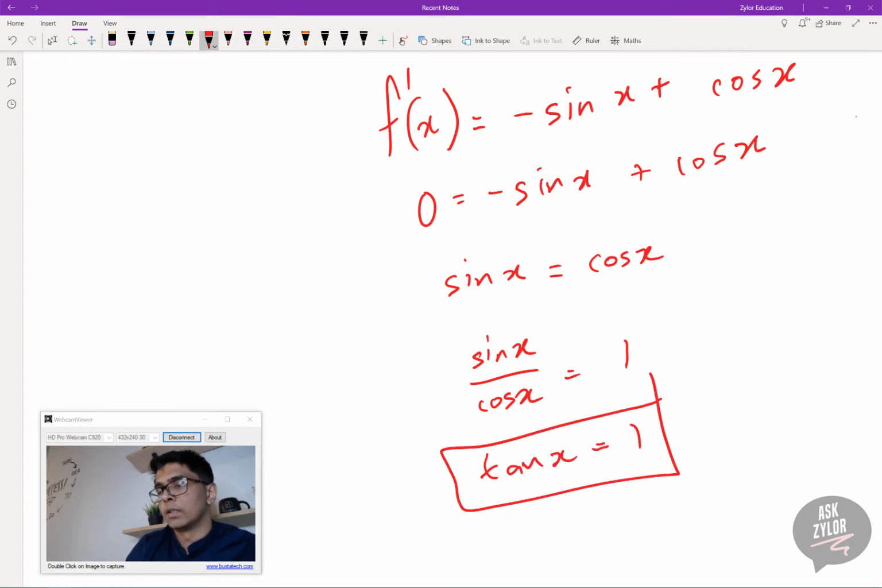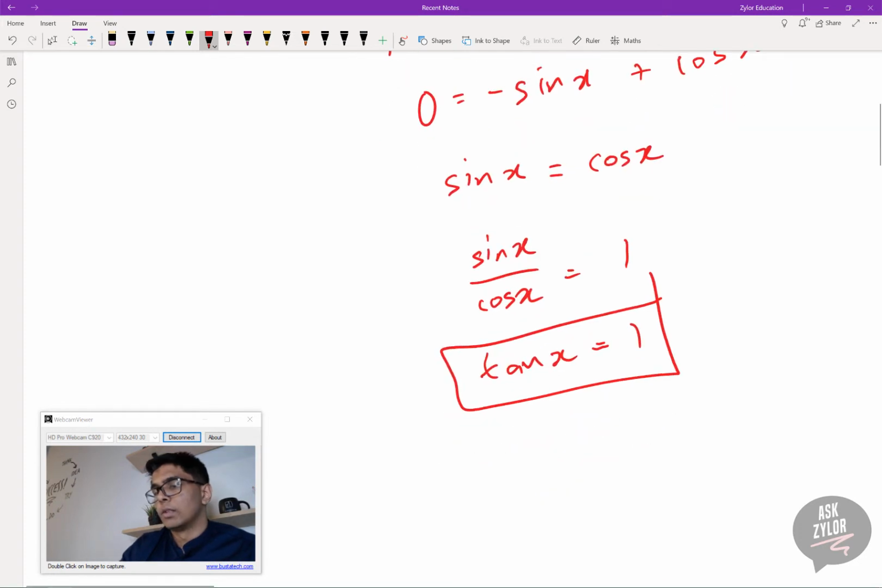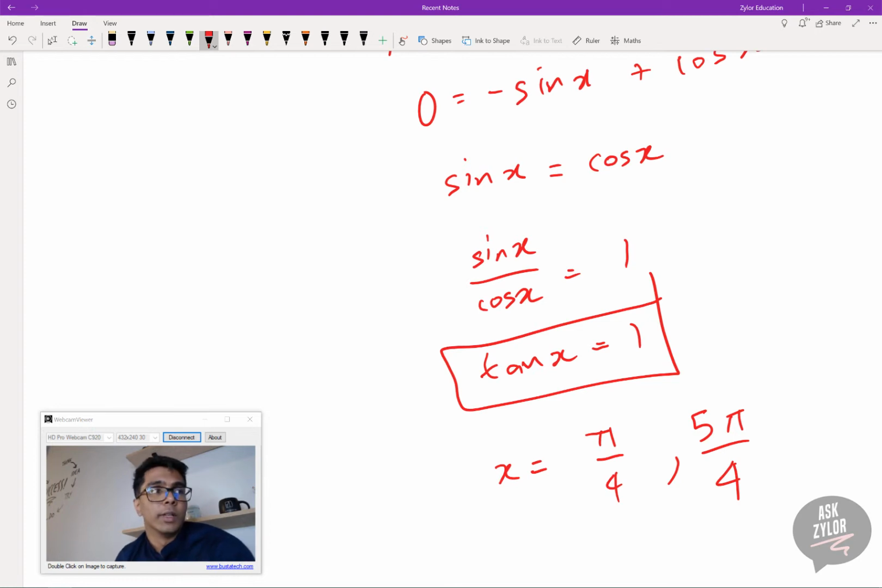When is tan x equal to 1? So I know that tan x is equal to 1 when x is equal to either pi over 4 or 5 pi over 4. So I found two critical points right now.